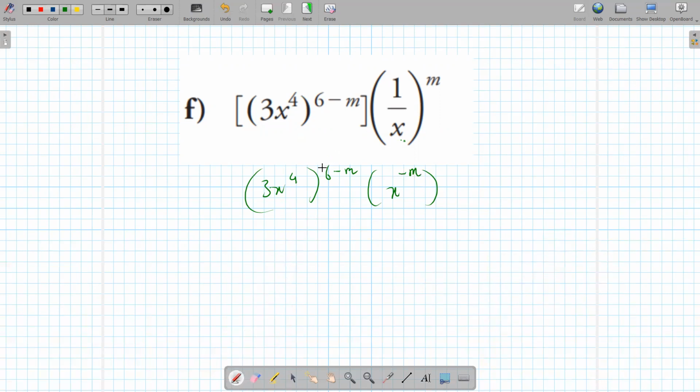If you open the brackets, the 6 minus m applies to every element inside the bracket. So it's going to be 3 to the power 6 minus m times x to the power of 4, but the 6 minus m also applies to this guy like that. See that? This one will be a constant, so you can't do anything with this. What about these two? If we combine them, what do we get?